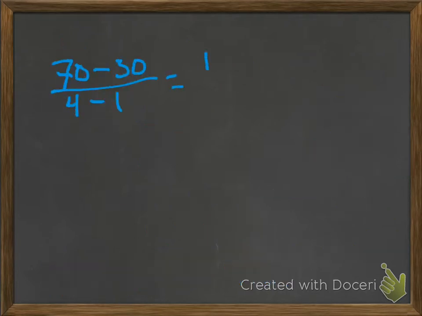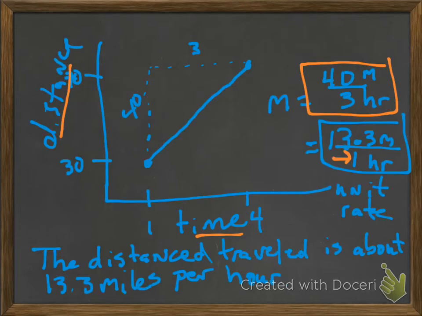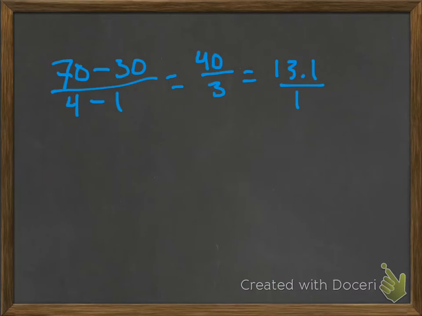Now here I wanted you to see, look, if I had taken the 70 and 30, my 2 points, and subtracted them, what do I get? 70 minus 30 is 40. 4 minus 1 is 3. Well, that was the slope that we got in the previous problem. That was telling me 40 miles for 3 hours, or 13.3 miles, sorry, not 13.1. Hold on one second. Oh yeah, 13.3. So this should have been 13.3 miles per 1 hour. Okay, so what does that mean?